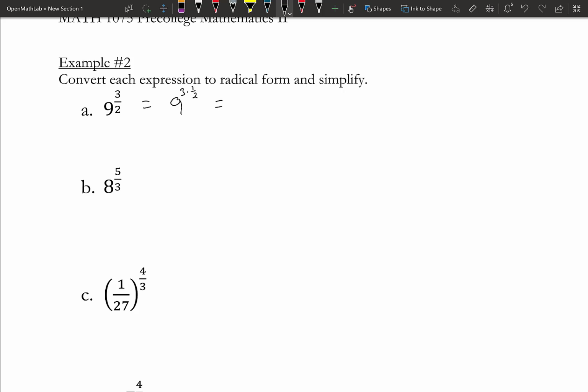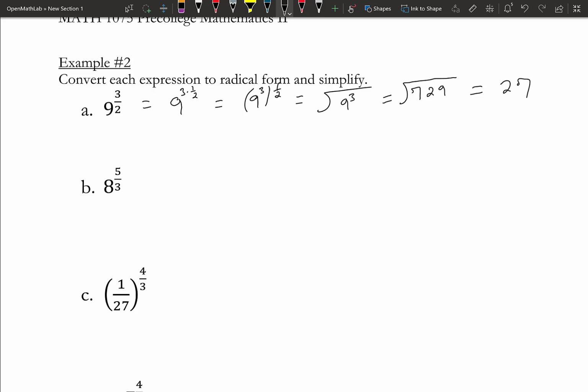So then this would be equal to 9 cubed to the 1/2 power, applying the power to power exponent rule in reverse, essentially. Then this would be equal to the square root of 9 cubed. 9 cubed turns out to be 729, and we want to take the square root of that. If you take the square root of 729, you get 27.